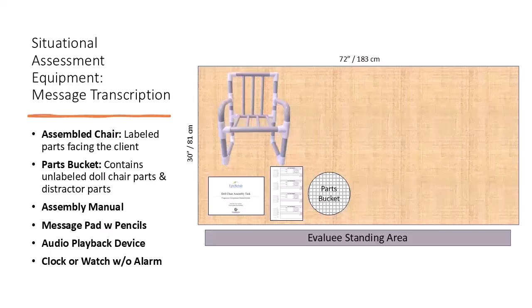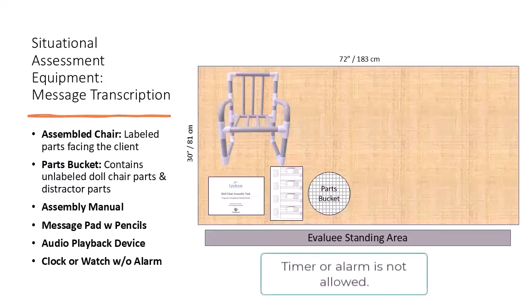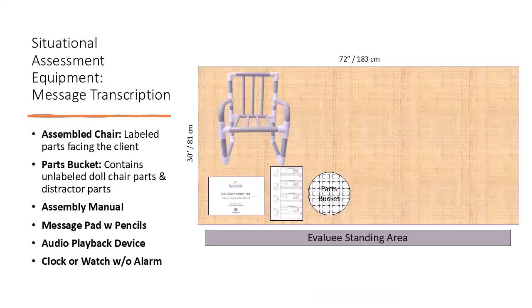If a client doesn't have a watch, you'll also need a clock of some sort that the client can use to keep track of time, but they're not allowed to use a timer or alarm. They have to keep track of the time without any assistance. As with the audio playback device, the clock is not placed on the work surface. A wall clock placed on a nearby wall is a good example.